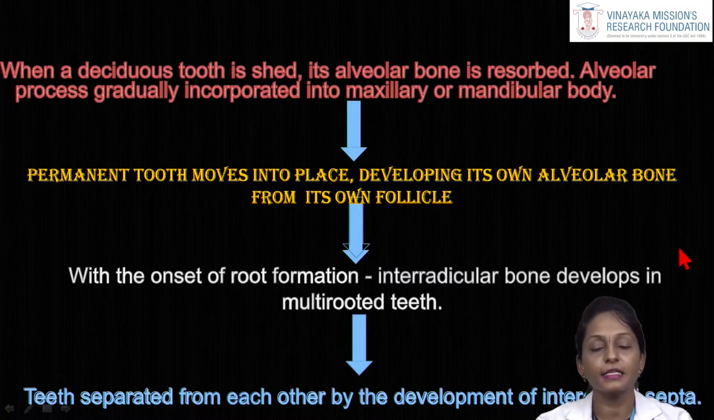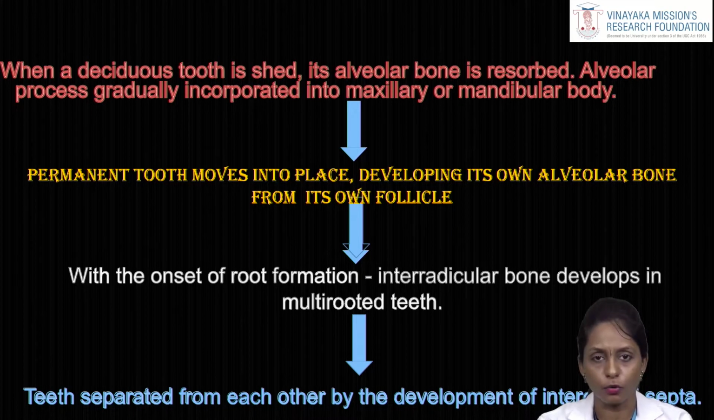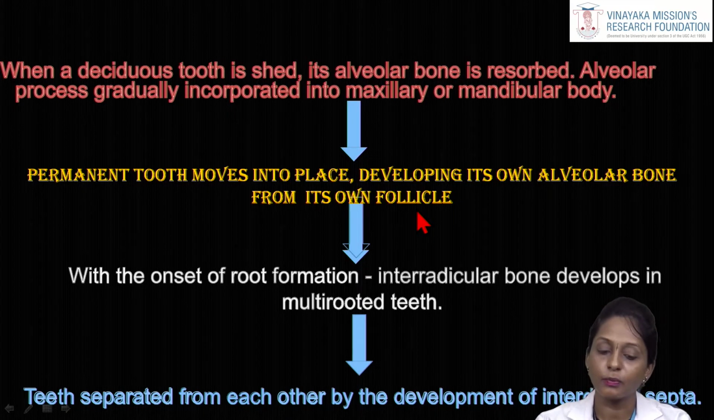And I've put it in a flow chart. When a deciduous tooth is shed, it has fallen off, what happens to its alveolar bone? Its alveolar bone gets resorbed. And what happens to the alveolar process? It gradually is incorporated into the maxillary and the mandibular body. Next comes the permanent tooth. What happens when the permanent tooth moves into the place? It develops its own alveolar bone and forms its own follicle. With the onset of root formation, the interradicular bone develops in multi-rooted teeth. And the teeth are separated from each other by the development of interdental septa.